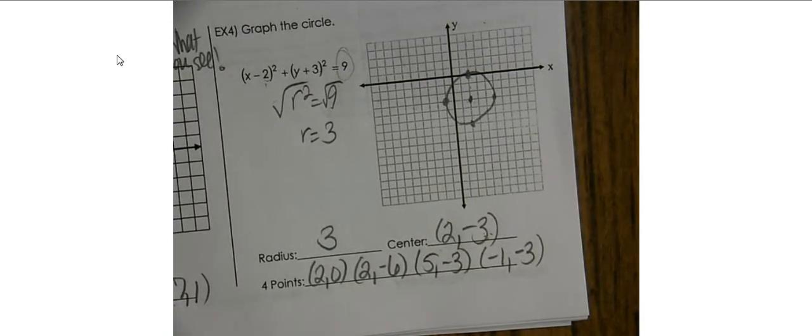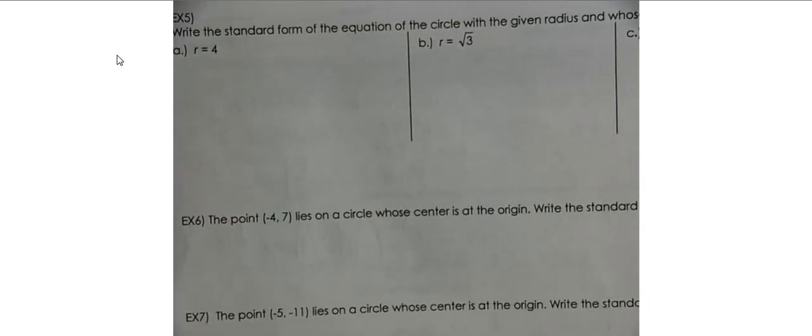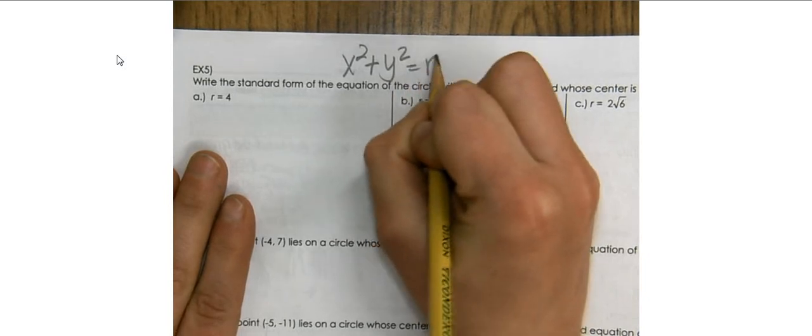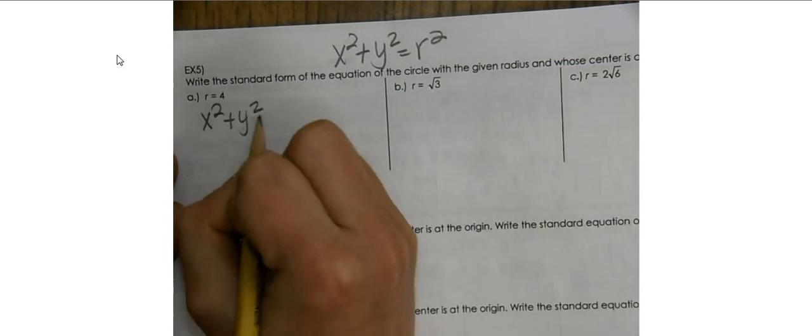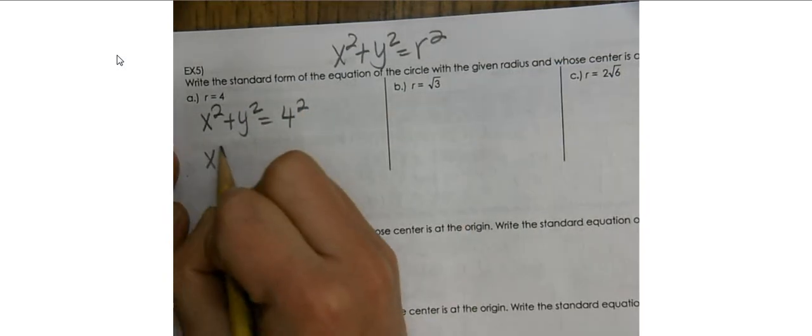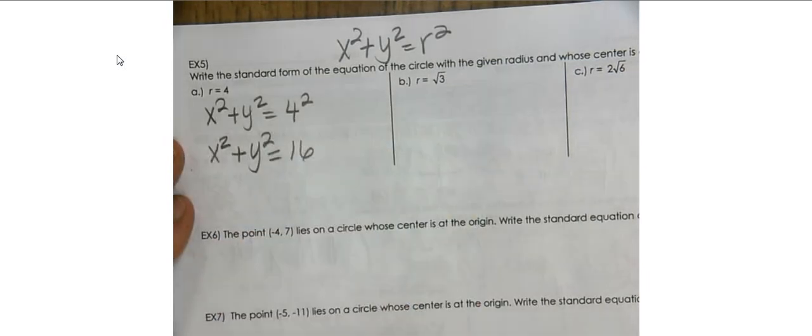All right, now on the next page, I'm going to give you the center being the origin and a radius. And what we want to do is write an equation of the circle with the given radius. Since our center is located at the origin, we're going to be working with the equation x squared plus y squared is equal to r squared. So I'm going to write x squared plus y squared is equal to 4 squared. So 4 squared is 16. So my equation is x squared plus y squared equals 16. There's your equation. That is all you need to show.